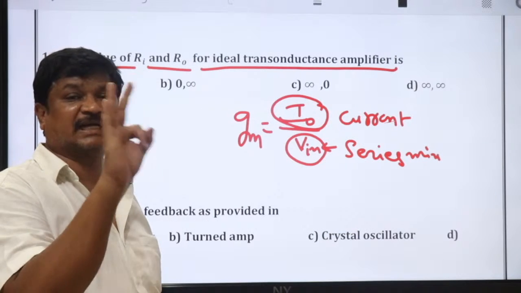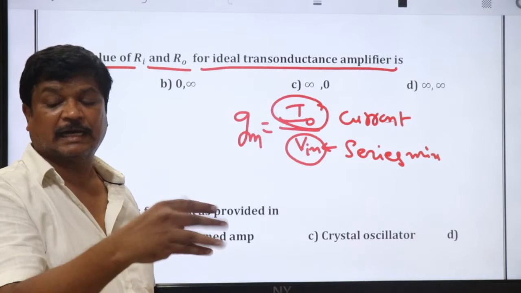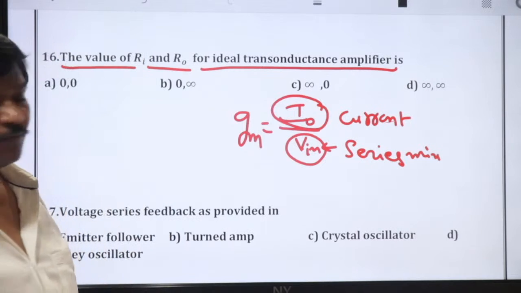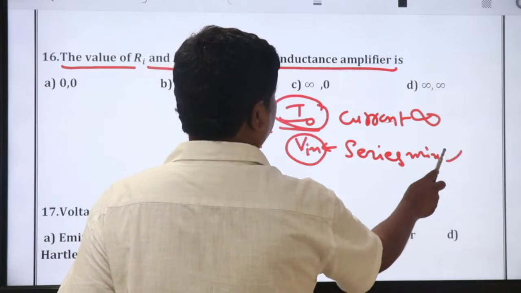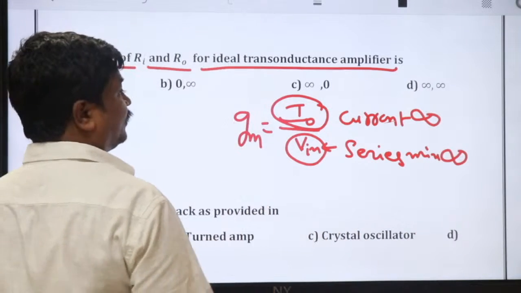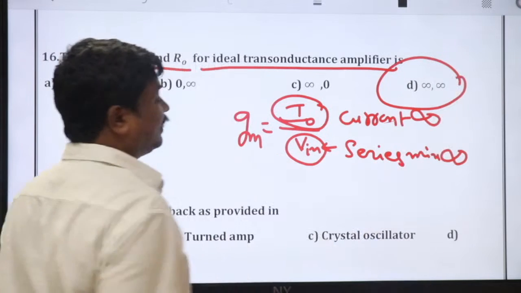When voltage and shunt come, you write down decreasing. Other than that, it is increasing. What happened? Current is infinity. Series mixing is also infinity. So D is the answer. Infinity, infinity.